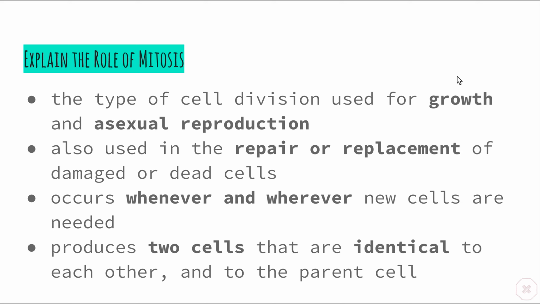So the explanation, the role of mitosis, the cause is to produce 2 cells that are identical to each other and the parent cell, which brings about the effect of replacing or repairing cells or being able to be used for growth and asexual reproduction.